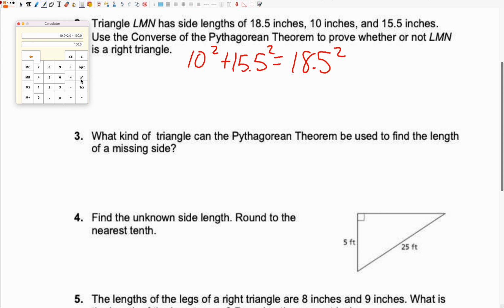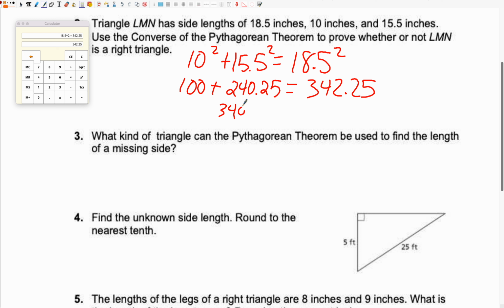So 10 squared is 100, plus 15.5 squared is 240. You told me not to do that step, so I didn't do that step. Okay, well, I'm doing these steps because my calculator doesn't. All right. 18.5 squared is 342.25. And then we just need to add these two together. So 100 plus 240 is 340.25. Equals 342.25. Is that a true statement?